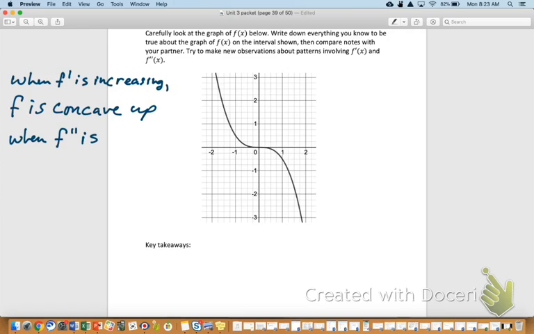When f double prime is decreasing, f prime is concave down. Do I have that correct? Okay. Same thing. Let's talk. What do y'all think about it? When f double prime is decreasing, f prime is concave down.